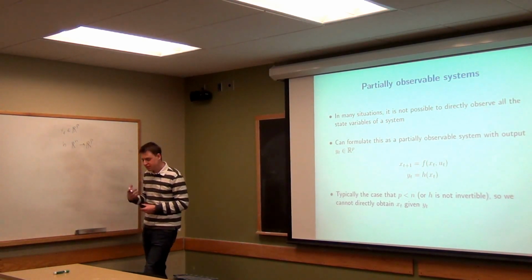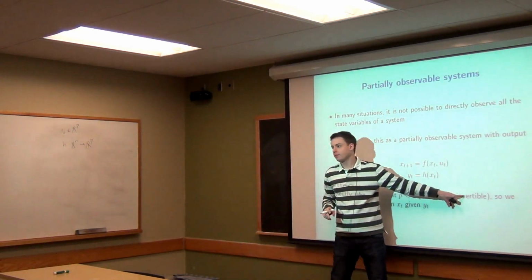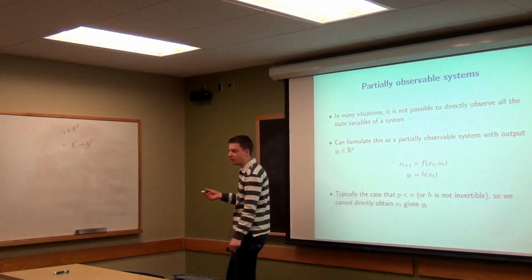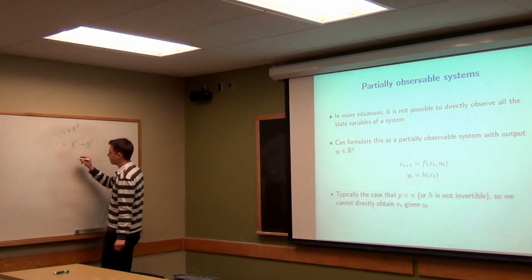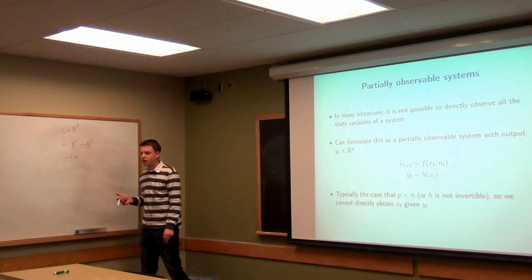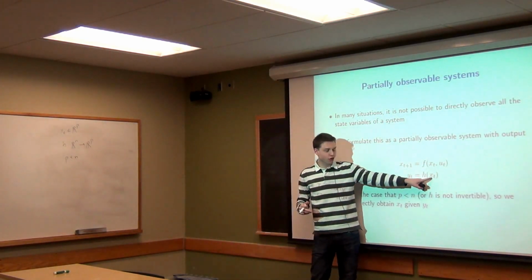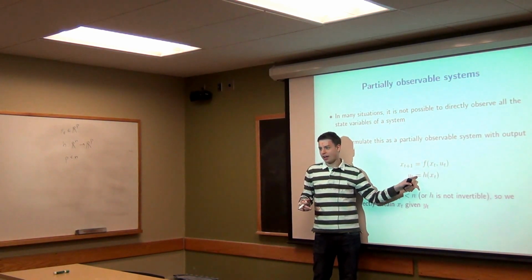And typically the implicit assumption here is that this is a non-invertible mapping. So typically p is less than n. And what that means is that it isn't as if we can just determine what x is from a single y.